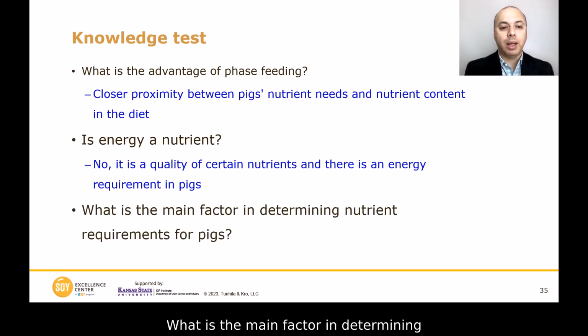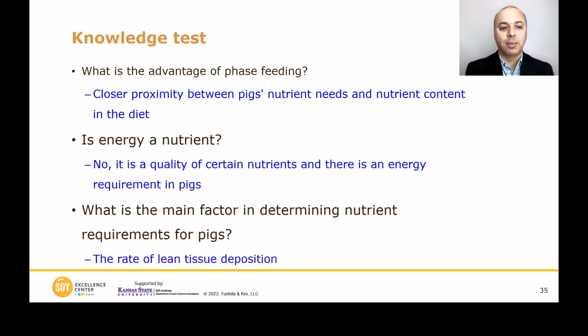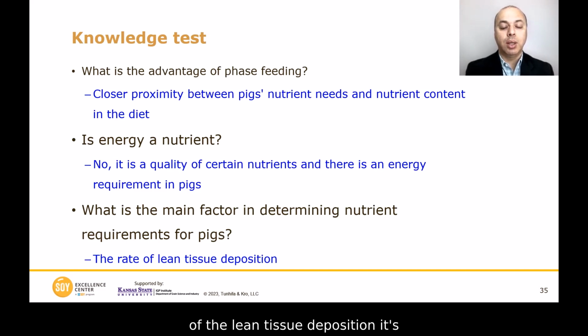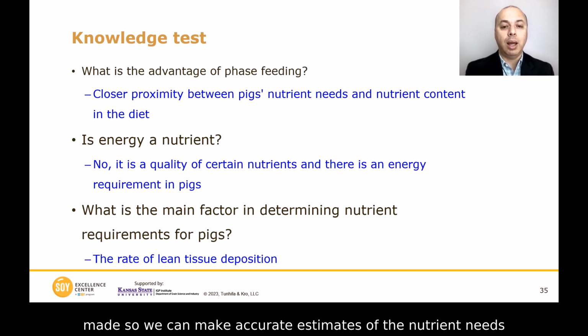What is the main factor in determining nutrient requirements for pigs? It's the rate of lean tissue deposition, and it's very important that for every farm, a determination of the lean tissue deposition is made so we can make accurate estimates of the nutrient needs of those pigs.